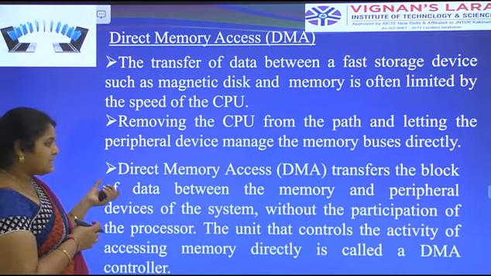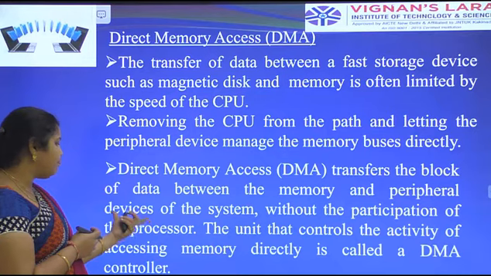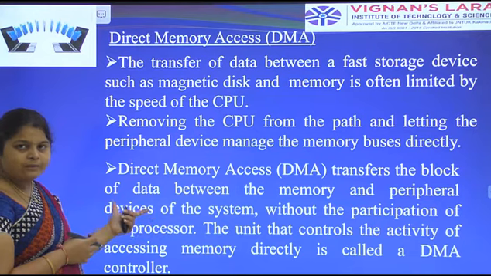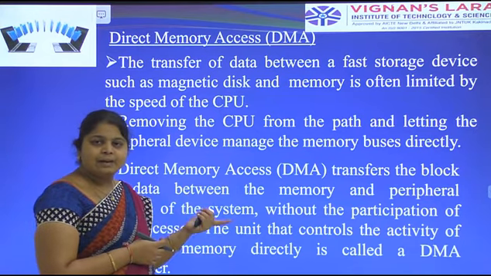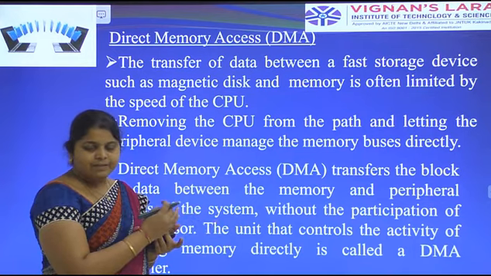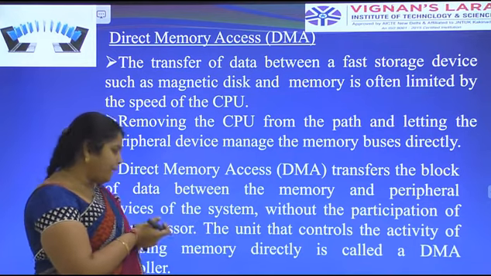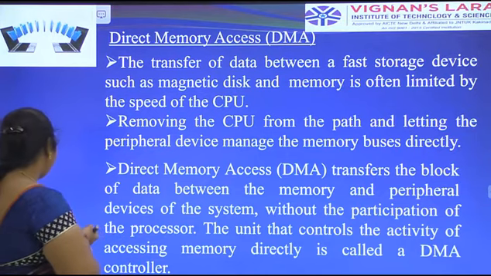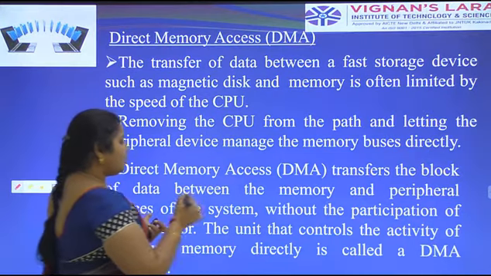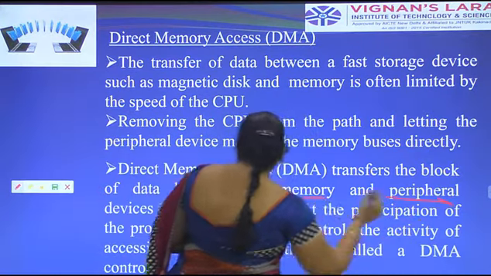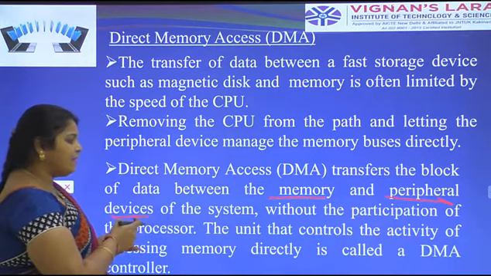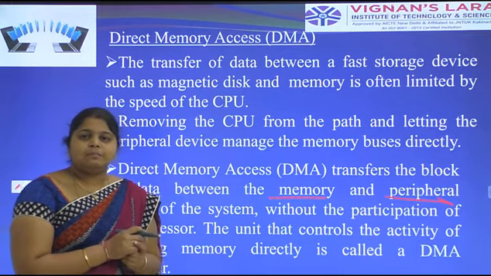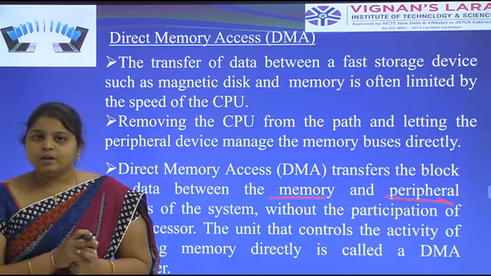Direct memory access transfers a block of data between the memory and peripheral devices. Here peripheral devices means I/O devices. Direct memory access can transfer data from peripheral devices to memory, or from memory to peripheral devices. The unit that controls the activity of accessing memory directly is called the DMA controller. That action is nothing but direct memory access, and the unit is shortly called the DMA controller.